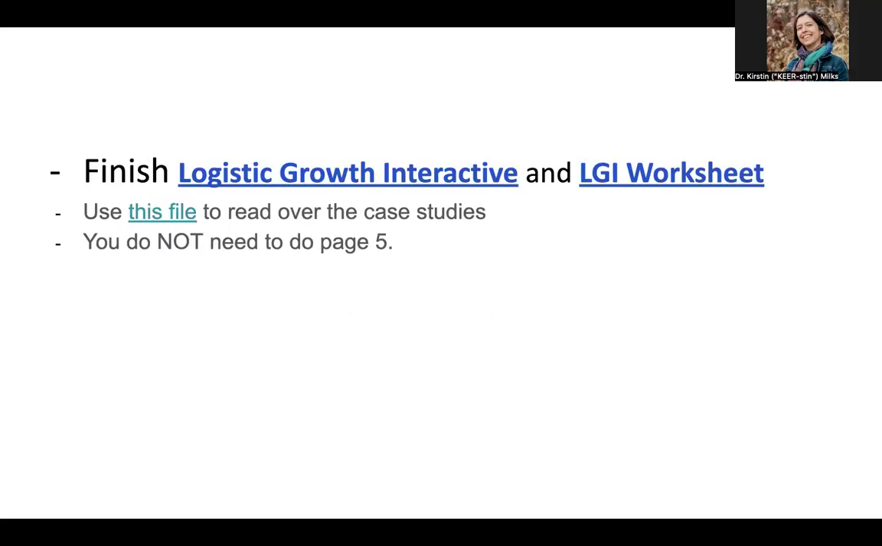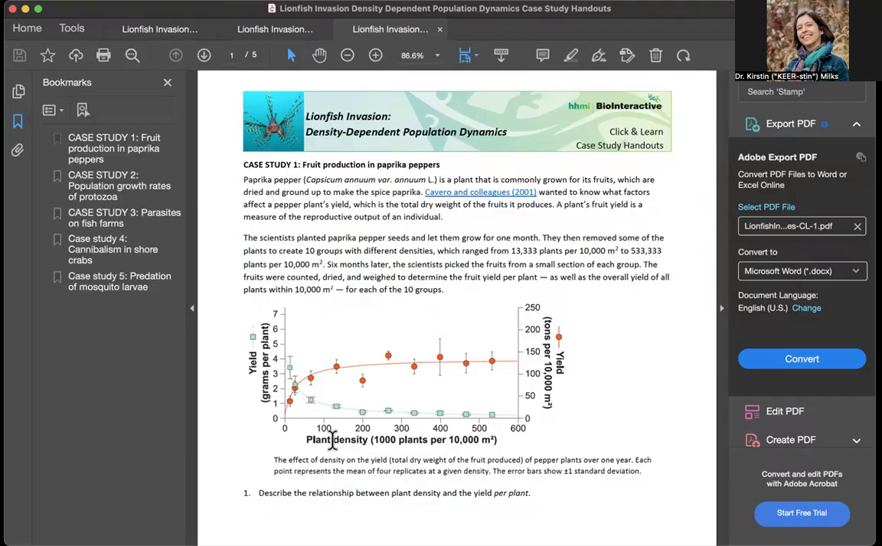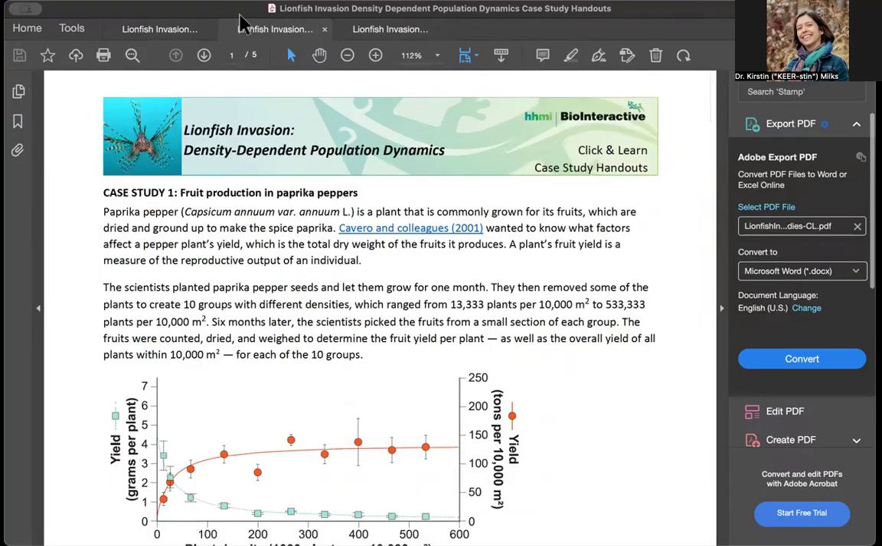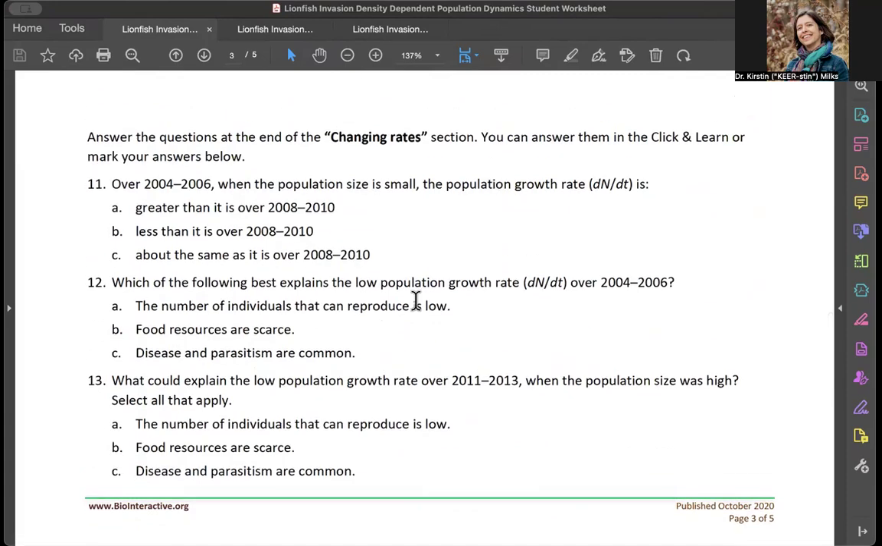All right, so at the end of today, the goal is to finish the logistics growth interactive. So that is, my goodness, hang on. Yeah, cannot handle the share. Here we go. Oh my goodness. There we go. So hopefully if things went well, you were down here someplace at the end of page 3.